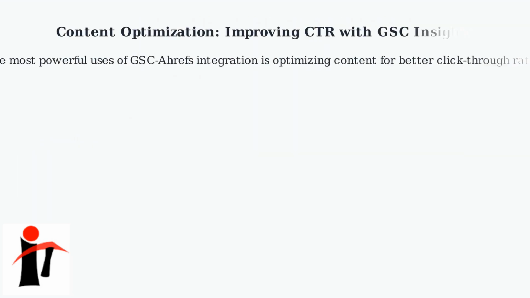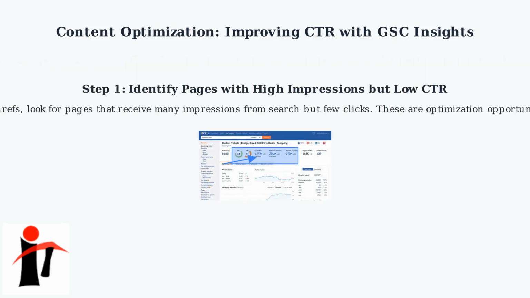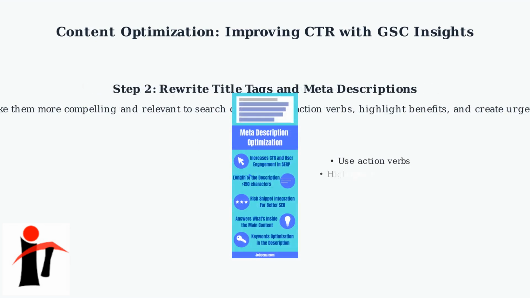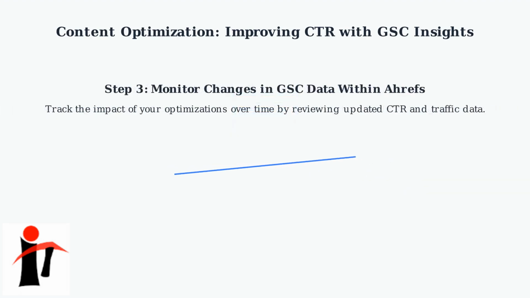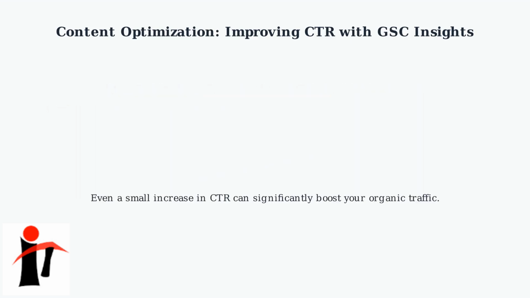One of the most powerful uses of this integration is optimizing your content for better click-through rates, or CTR. First, identify pages with high impressions but low CTR in Ahrefs. These are the pages that show up in search results but don't get many clicks. Then rewrite your title tags and meta descriptions to be more compelling and relevant to the search queries. Use action verbs, highlight key benefits, and create a sense of urgency to make your snippets more appealing. Monitor the changes in GSC data within Ahrefs to see the impact of your optimizations over time. Remember, even a small increase in CTR can significantly boost your organic traffic.